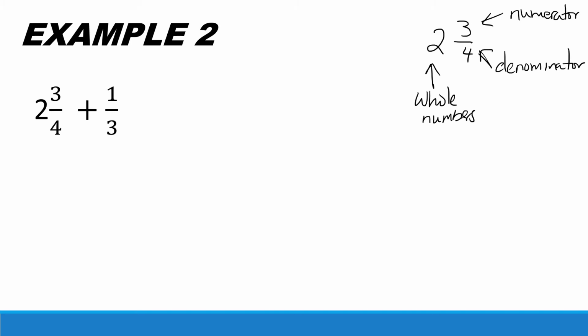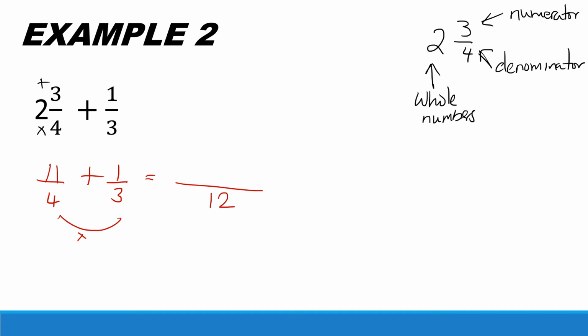So we have to convert this mixed number to an improper fraction first. We do that by saying the whole part of the mixed number times the denominator plus 3. And let me just change my color. That is going to give me 2 times 4 is 8. We're going to add 3. 11 over 4 plus a third. Then we have to find the LCM. Again, we can multiply 4 by 3. That's going to give us 12.